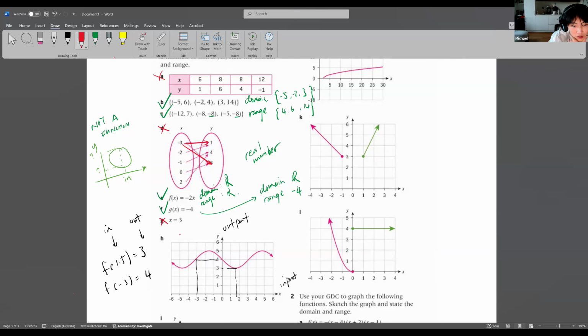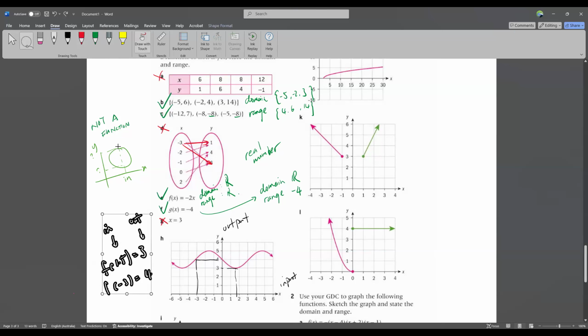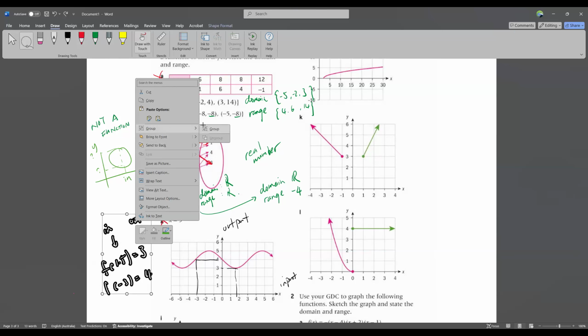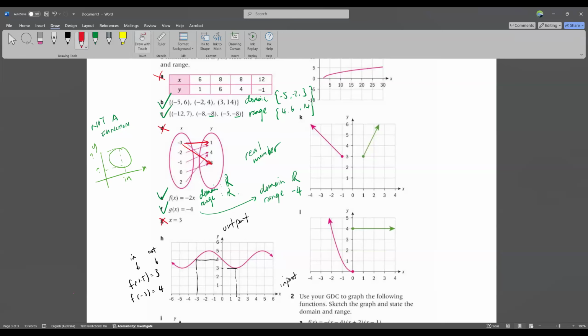So if we graph this, it will look like this. I don't know why this is so messy. Let me make this a bit smaller. Is it because if you graph it, all the x's are the same? It's a vertical line, right? As the y's change, the x's are the same.